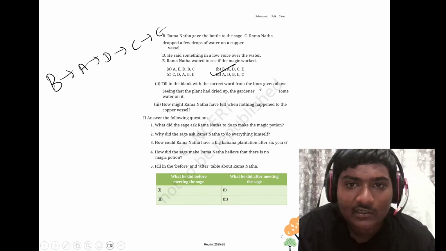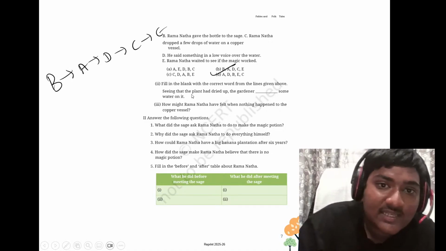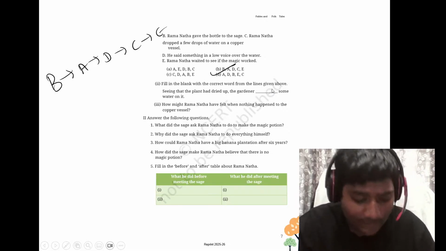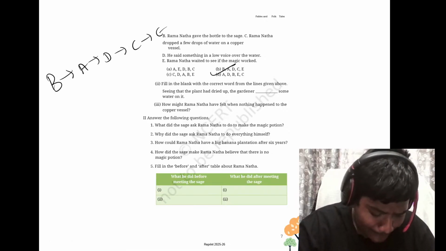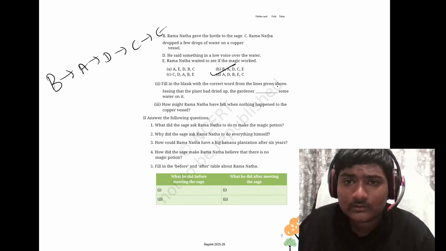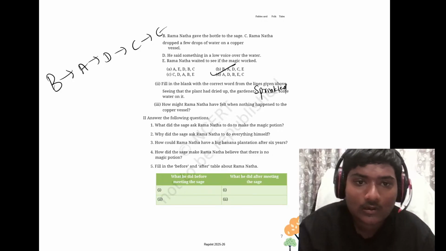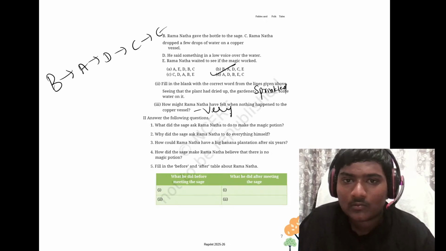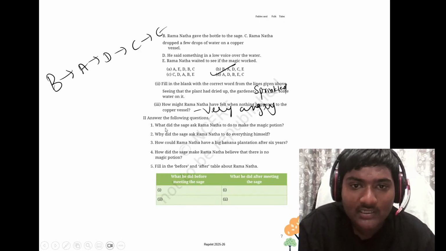Fill in the blank with the correct form of the word given above. Seeing that the plant had dried up, the gardener dashed some water on it. Sprinkled. What is the answer? Tell me. Exactly, sprinkled. So the correct answer is sprinkled. How might Ramanatha have felt when nothing had happened to the copper vessel? Very angry.